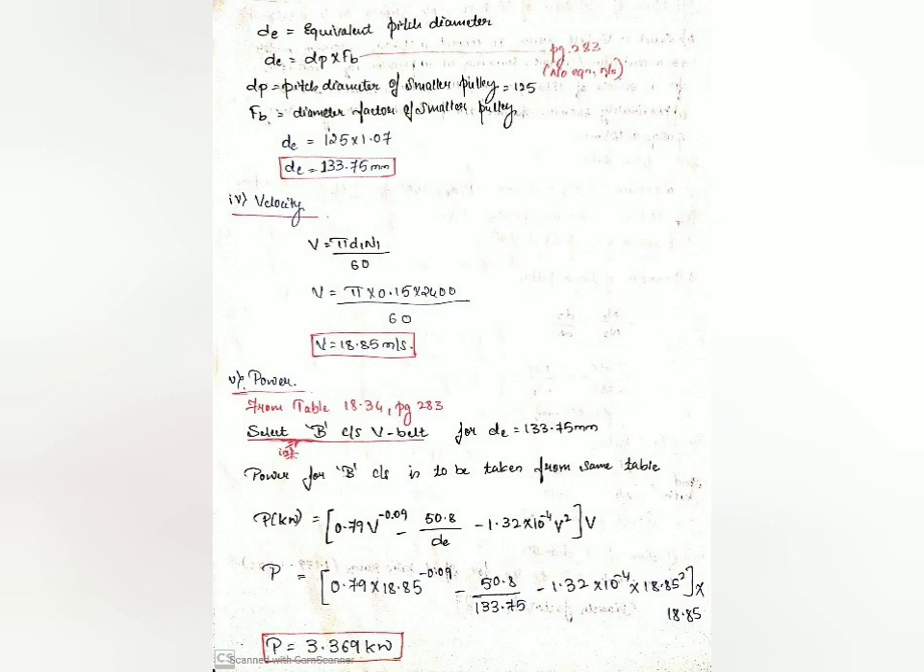So next step is to find the velocity. Velocity will be determined as v equal to pi d1 n1 upon 60. So you'll get velocity as 18.85 meter per second.